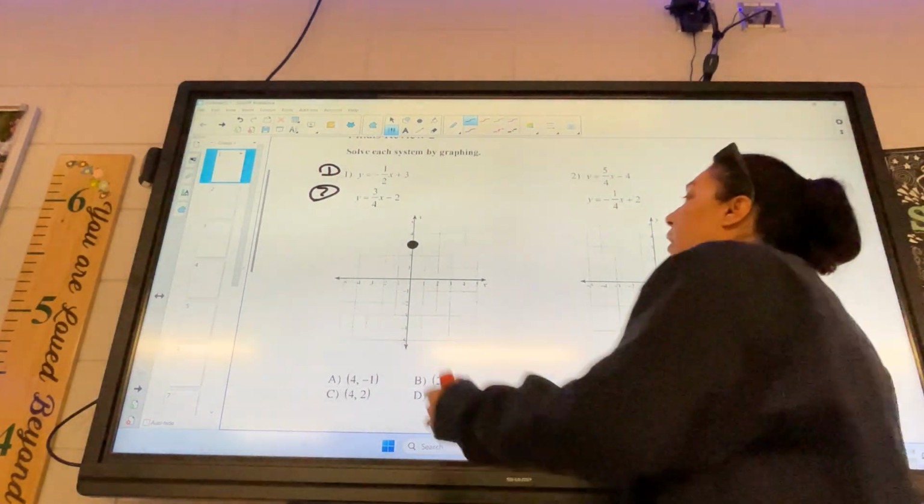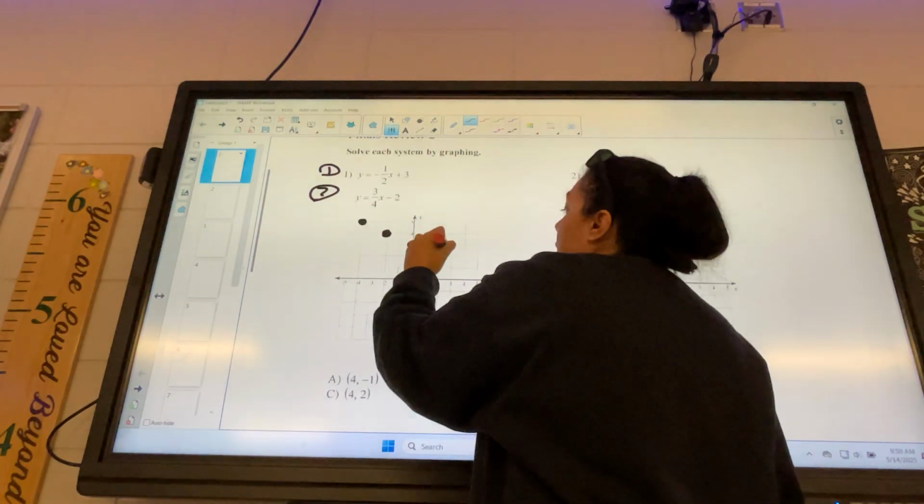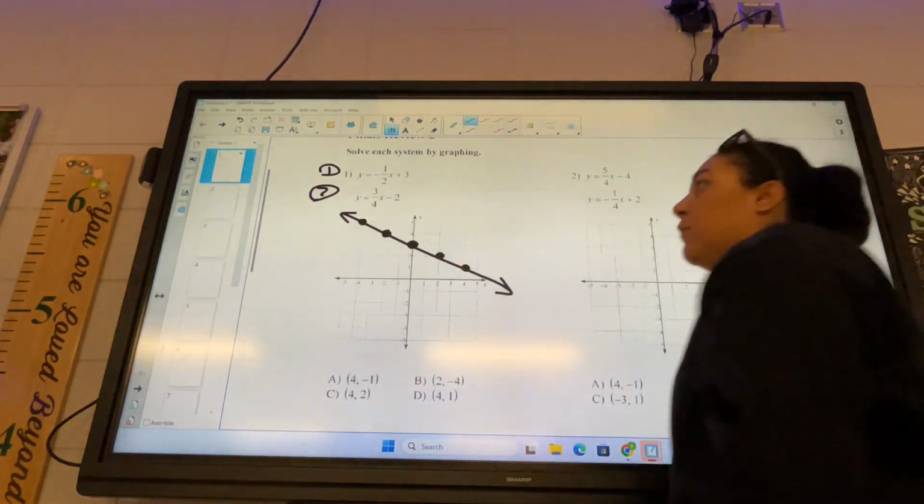So we're going to go up 1, to the left 2. Up 1, left 2. Down 1, left 2. Down 1, left 2. Okay, so this is what my line 1 is looking like.